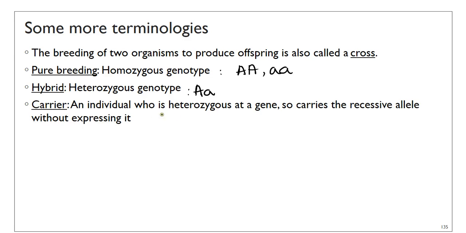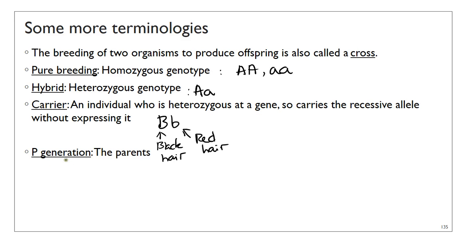A carrier is an individual who is heterozygous for a gene, so carries the recessive allele without expressing it. So for example, if there is an allele for black hair and the other allele is for red hair, then a person who is heterozygous like this is a carrier for the red hair trait, but the hair is still black. So a carrier is when you carry the allele for the trait, but the trait is not expressed.